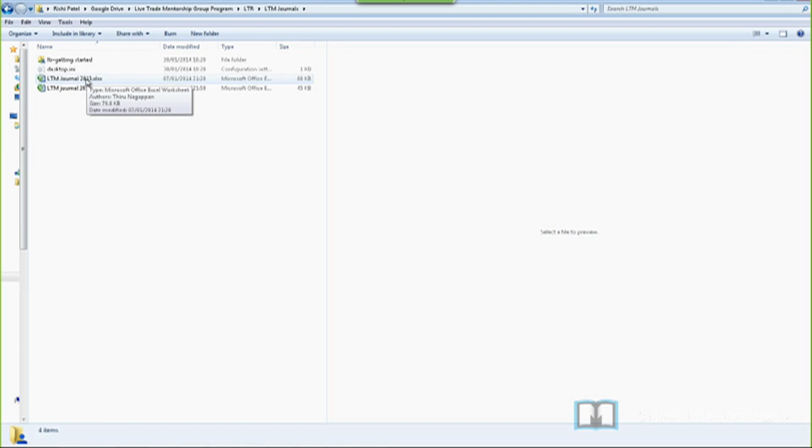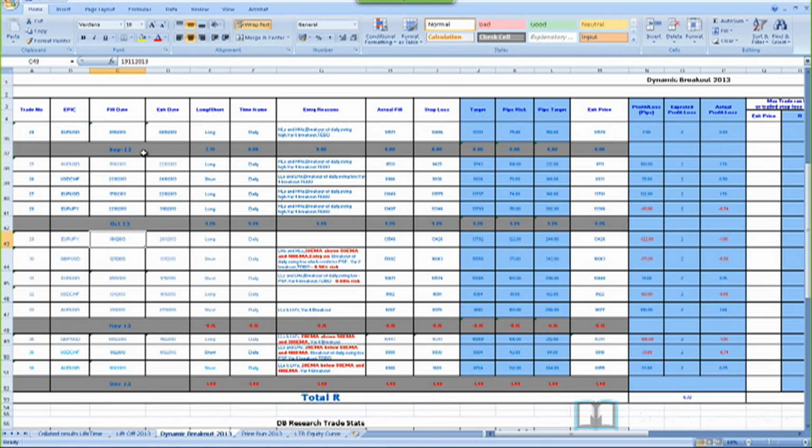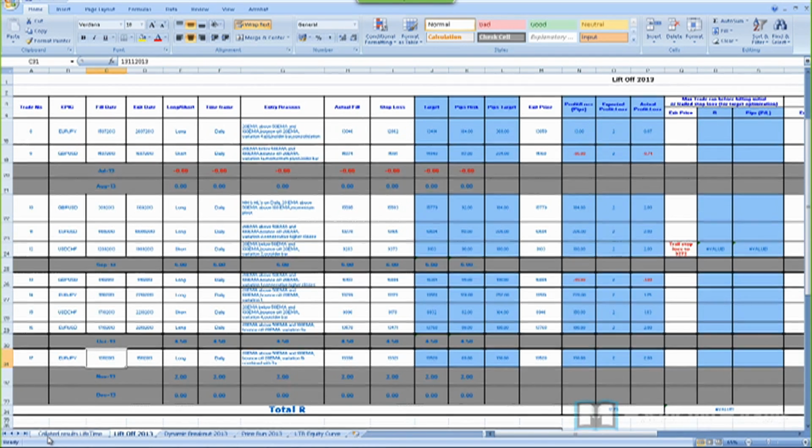The 2013 trade journal basically contains all of the 2013 trades that were taken, arranged by tab. You can see, first of all, collated results lifetime.